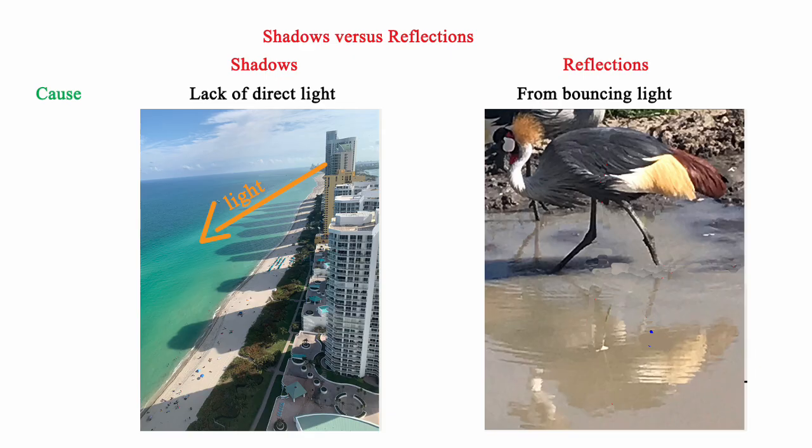Shadows are caused by the lack of direct light. In other words, these buildings block the light from getting to these shaded areas. In contrast, reflections are from bouncing light. So the light will hit the bird, then it will go down to the water, and then it will go to our eye.